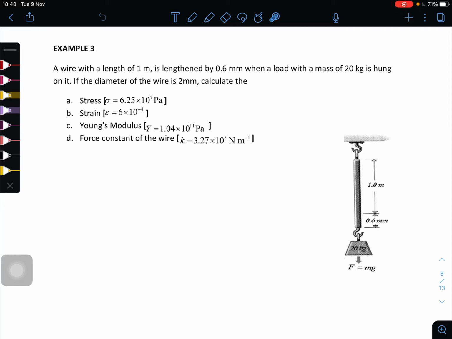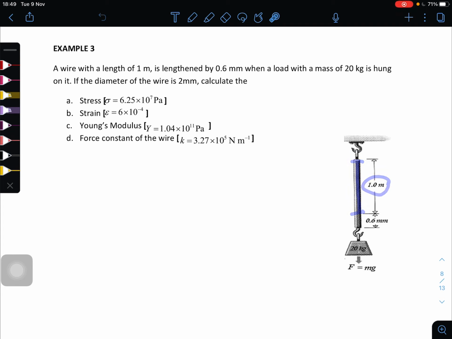Okay, next one, example 3. A wire with a length of 1 meter is lengthened by 0.6 millimeter when a rod with a mass of 20 kg is hung on it. If the diameter of the wire is 2 millimeter, calculate the stress, the strain, the Young's modulus, and the force constant of the wire. So we are given a wire with the original length of 1 meter.